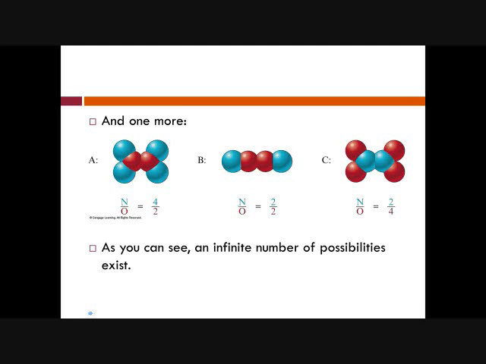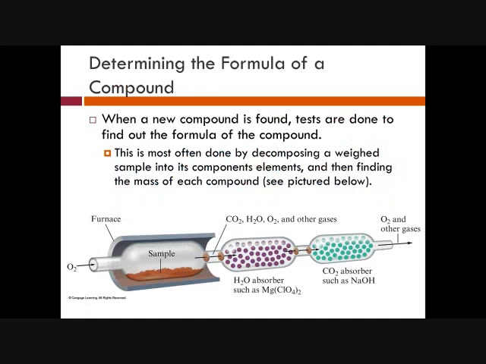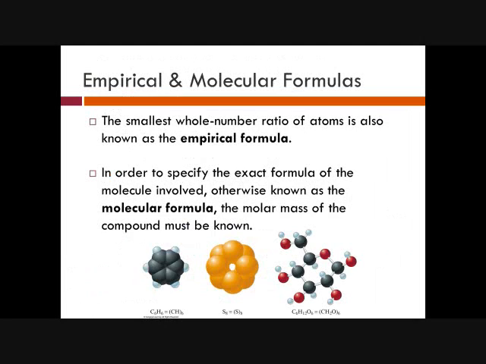Okay? Now, how do we determine the formula of a compound? We do this by decomposing a weighed sample into its component elements and then finding the mass of each compound. So this is a picture of what you could do where you heat up a sample and then it breaks apart into its products or its smaller compounds, and then you can weigh each part, and then theoretically each part would add up to the whole because of the whole conservation of mass law. Okay? So with this, we have found that we have empirical formulas and molecular formulas.